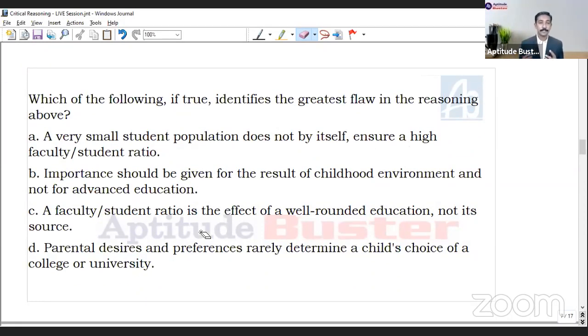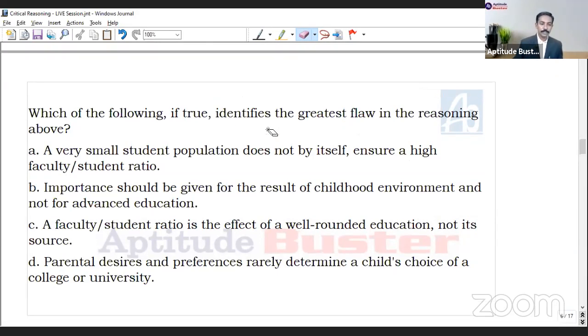Let's look at these options closer. Any option which helps us identify the flaw expressed in the sentence can be considered a choice. I'll take you to the answer choices. Let's analyze each choice slowly. Let's take option A: a very small student population does not by itself ensure a high faculty-student ratio.